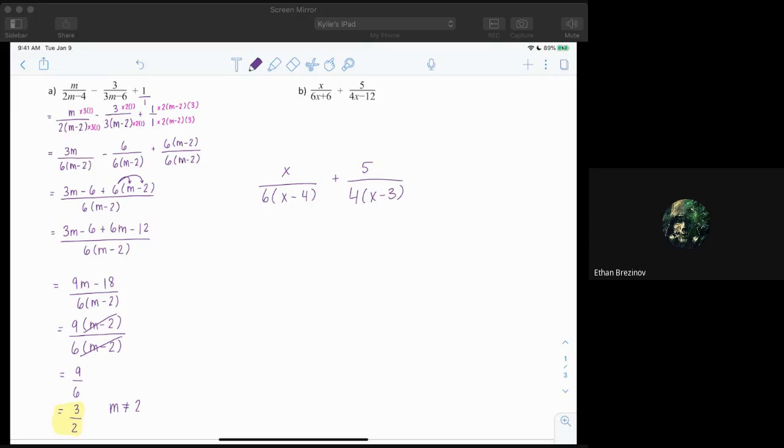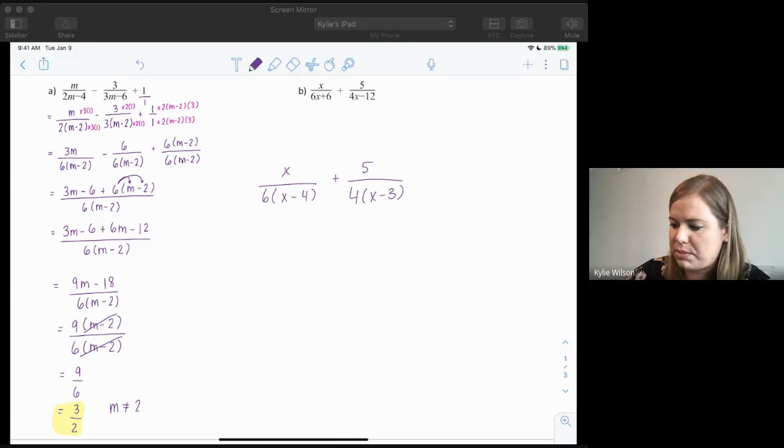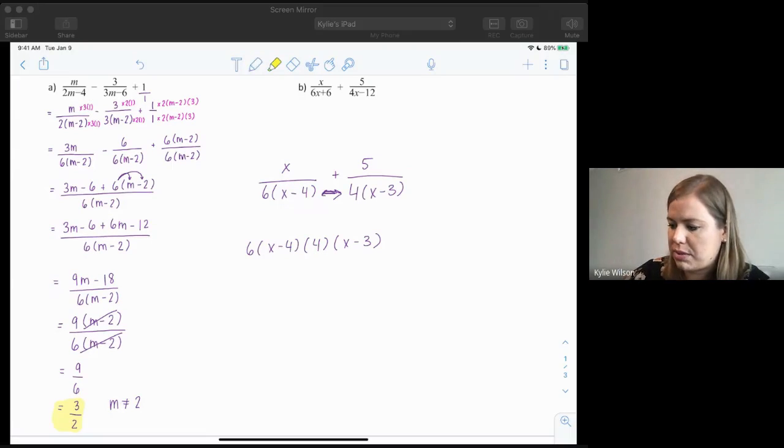How would you represent multiplying the inside of the bracket, like x minus 3 and x minus 4, and the outside of the bracket? Oh, so let's say I had to multiply these two things together to make a common denominator. I would just do 6 times x minus 4 times 4 times x minus 3, and then I can simplify that. So I could multiply these two together, and it would give me 24 times x minus 4 times x minus 3. Does that make more sense?